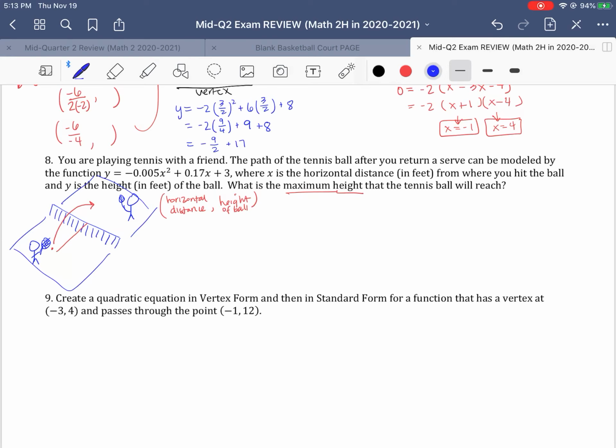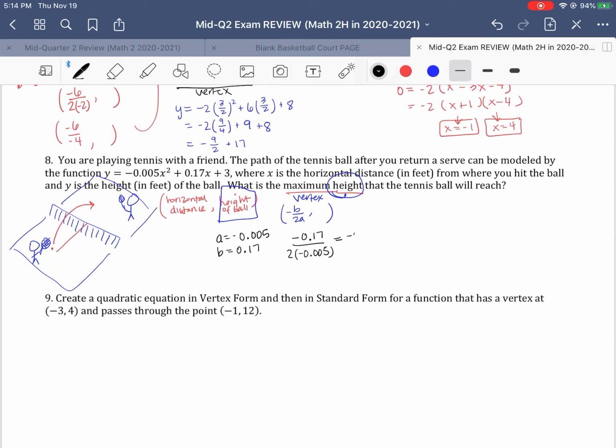So when we're asked to find the maximum height, remember maximum means vertex. And if this is in standard form, the way we find that vertex is negative b over 2a. And then we plug that in to find the y value. And specifically, it wants the maximum height. So we actually need to go all the way to the y value to find this. So let's start here. It looks like our a value is negative 0.005 and our b value is 0.17. So we're going to do negative b, or in other words, negative 0.17 over 2 times negative a.